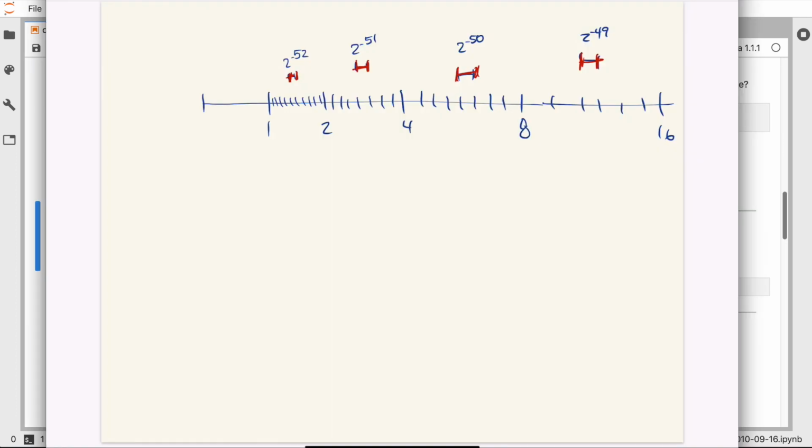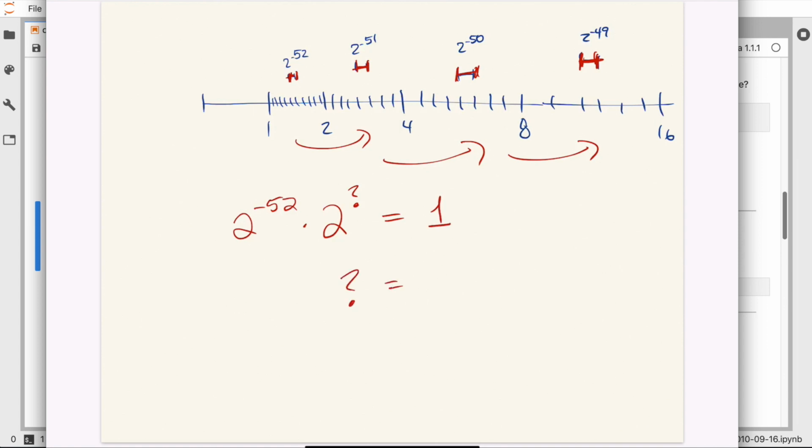To answer that question, we can just think about what happens in this picture. Imagine extrapolating it, going from this interval from 1 to 2, to 2 to 4, 4 to 8, 8 to 16, and so on, until these intervals widen out to have a unit width. And so the question is, how many times do we have to multiply 2 to the -52 by 2 in order to get 1? And just looking at the equation, you can see that the correct value is 52.